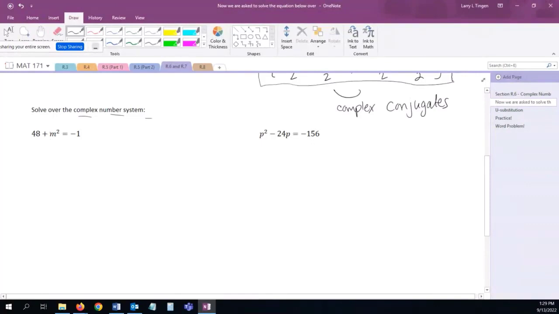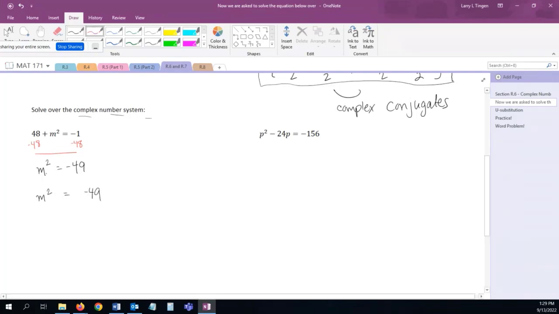48 plus m squared is equal to -1. Let's make sure we're still kicking. I know it's been a couple days. Typically, we get everything on one side, but what's missing here is the middle term. And I see an m squared, but I don't see a term that just has m in it. And whenever that happens, that means I might get to use the square root principle.